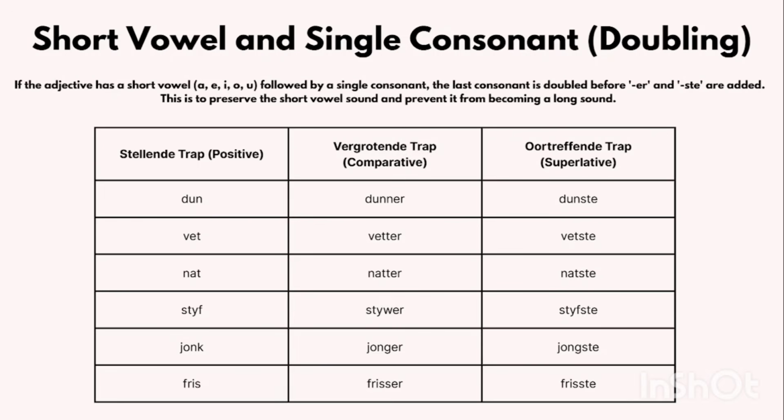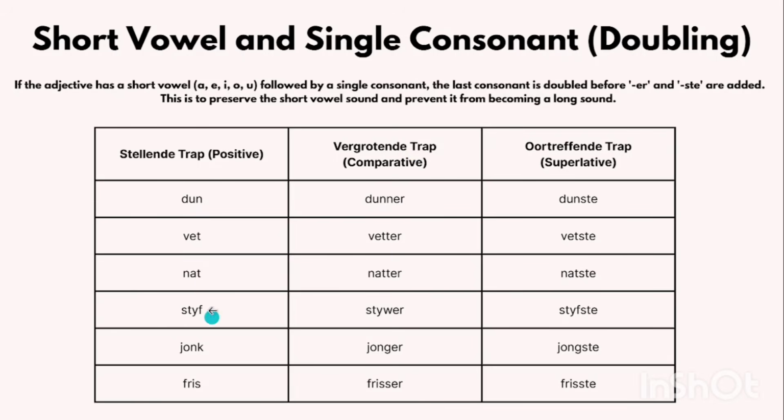Next, if the adjective has a short vowel, I mean, we've already done a few of these things, then you double the last letter and add ER, and then you don't double it on the oortreffende trap. Okay, so din is dinner, two ends, dinster. Feit, feiter, feitster. Nat, natter, natster, even though that sounds wrong.